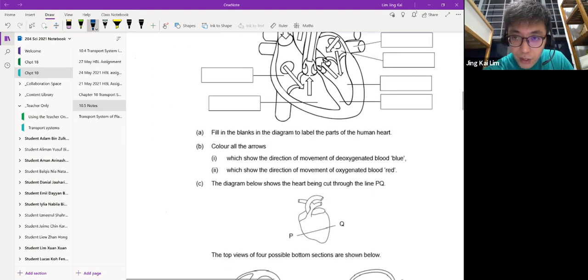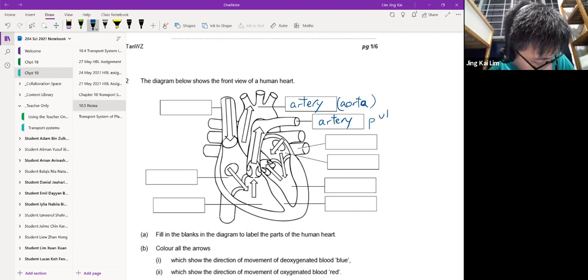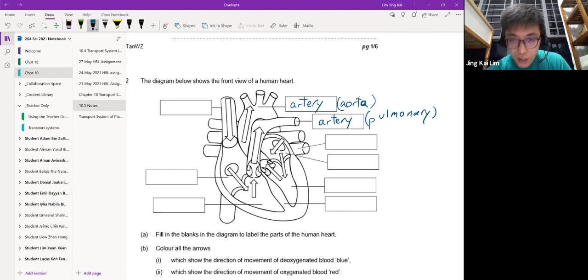A-O-R-T-A. Oh, sorry, I have an additional E here. Aorta artery. It's okay if you don't know the aorta, but at least you must know that it's an artery. For the second one that is underneath here, the name of this particular artery is the pulmonary artery. Again, if you don't know the name pulmonary, it's okay. You need to know that it is an artery.